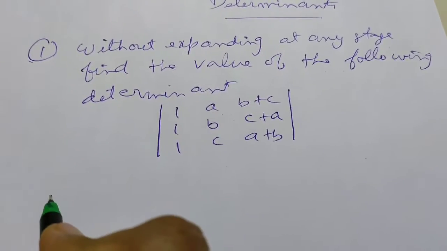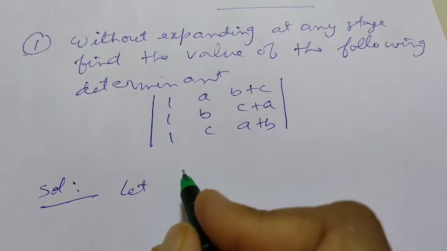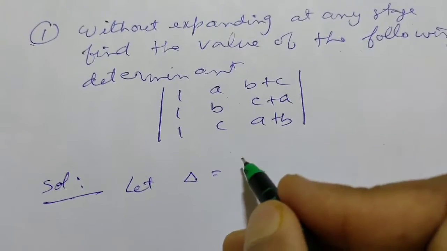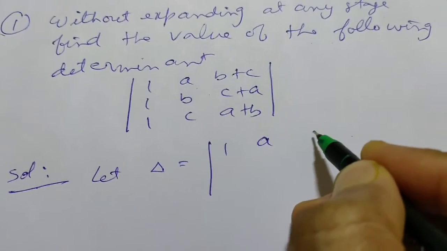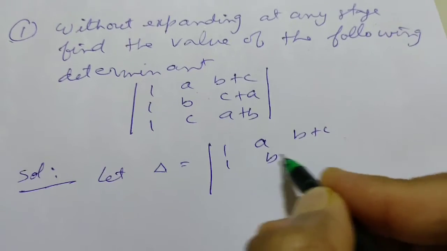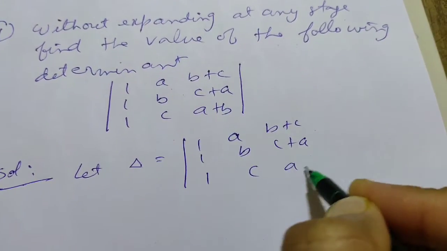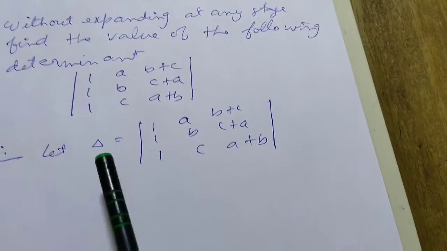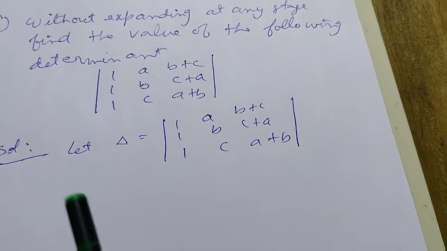Now we'll solve this one. Solution. Let first of all give any name. You can give delta, or you can denote it by determinant of A. Let delta equal to the given determinant: 1, a, b plus c. Then we have 1, b, c plus a, 1, c, a plus b. Now already we know one property, that if we add any two rows or any two columns, then the value of the determinant will not change.